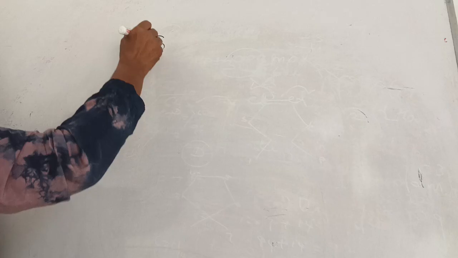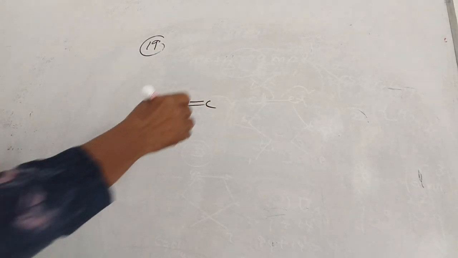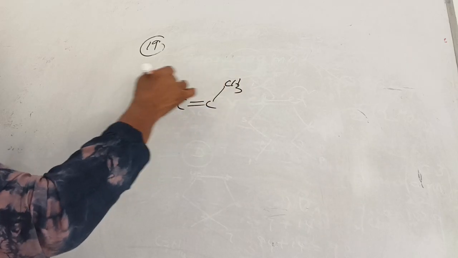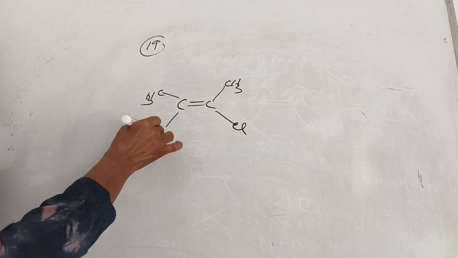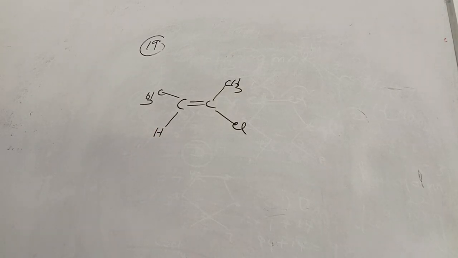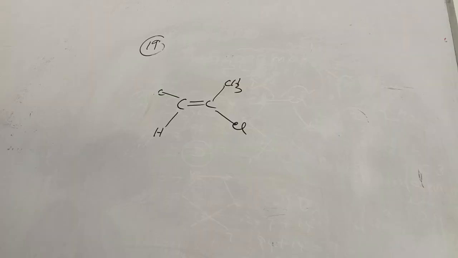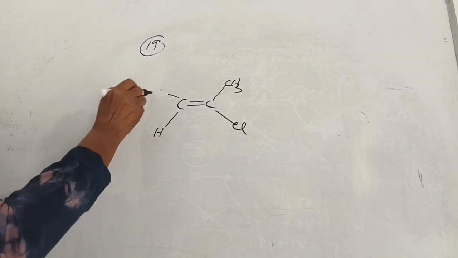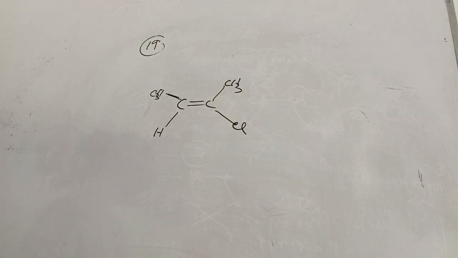In the structure there is a double bond, two CH3 groups, a chlorine atom and a hydrogen atom. What could be the IUPAC name? It is easy to recognize: it should be E/Z isomerism, not cis-trans, because different groups are present. You can identify CH3, but again hydrogen and chlorine are present, so it is obviously E/Z isomerism.